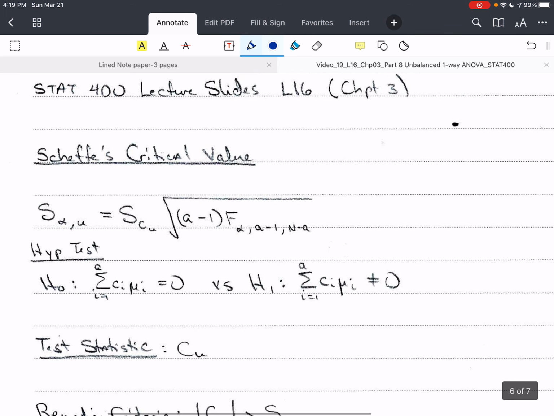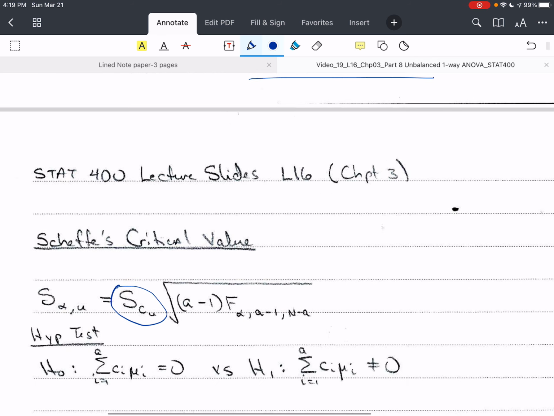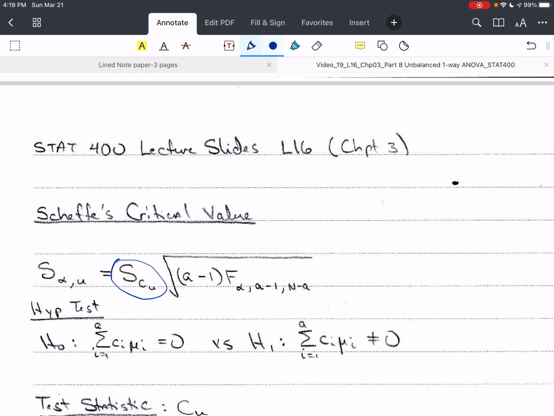And then we have Scheffé's critical value. Remember, that was S sub alpha u, and that was equal to our standard error, S sub C sub u, which we have right here, times the square root of a minus 1, the degrees of freedom of the treatment, times the F statistic that goes with our F test for the ANOVA table.